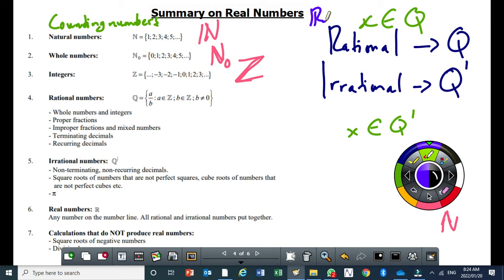Then you have terminating decimals, and I explained yesterday what a terminating decimal is. It has a specific number of digits after the comma. Then you also have recurring decimals. Recurring decimals have specific digits that repeat themselves, following a specific pattern.